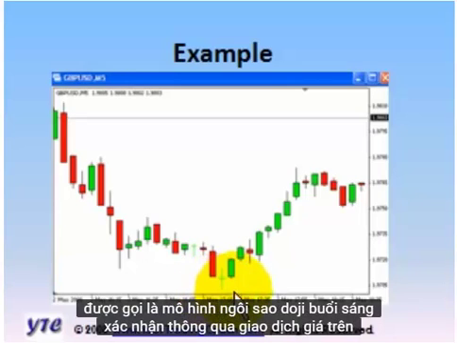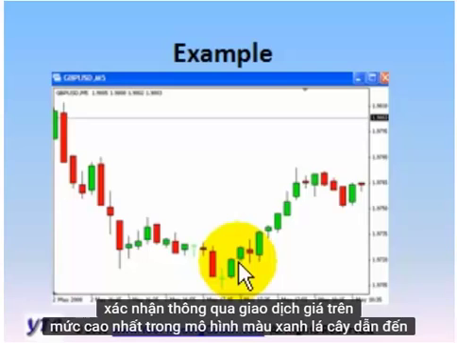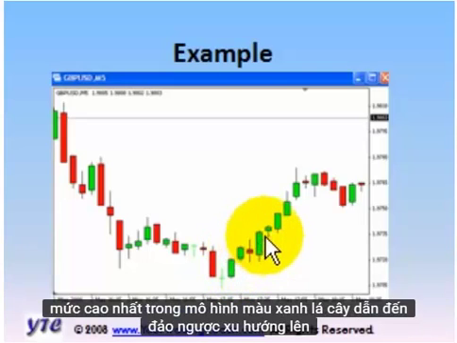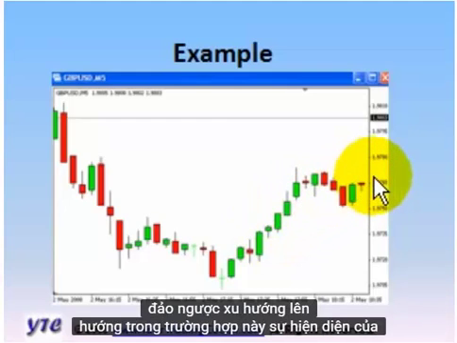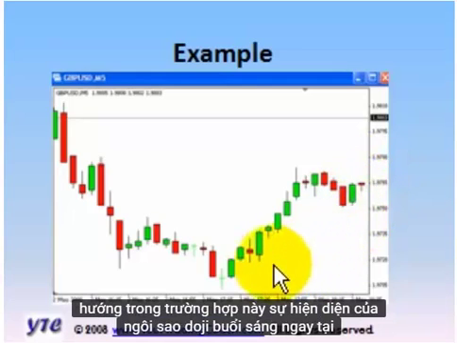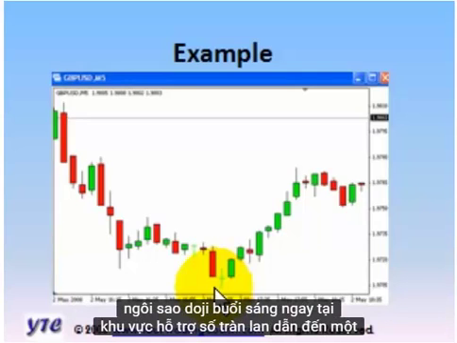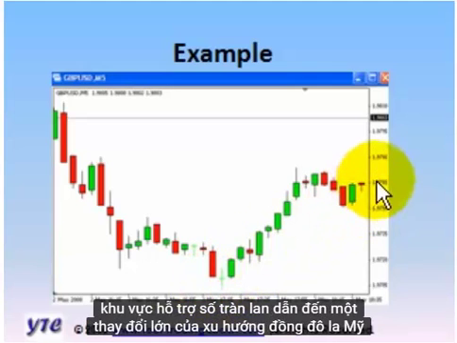Confirmation through price trading above the high of the green pattern leads to reversal of the trend to the upwards direction. In this case, the presence of the morning doji star right at an area of round number support leads to a great change of trend.